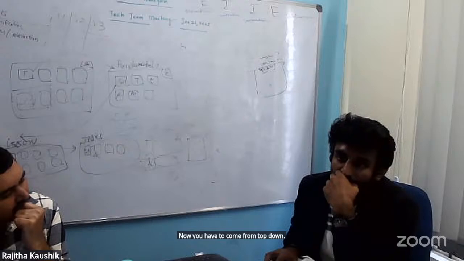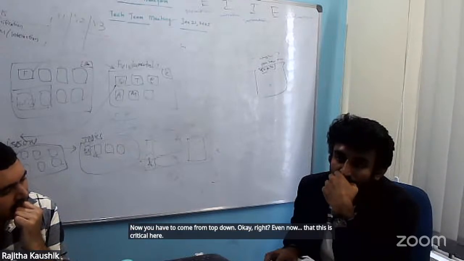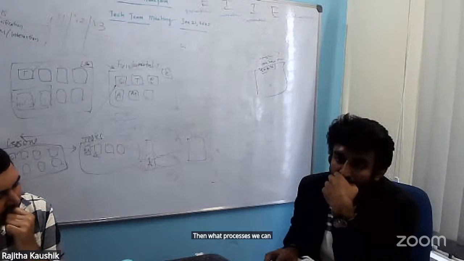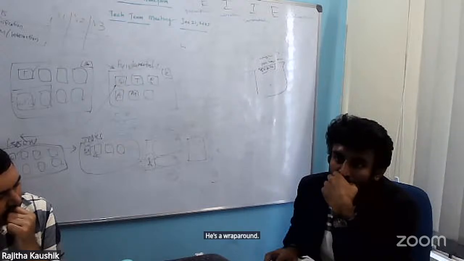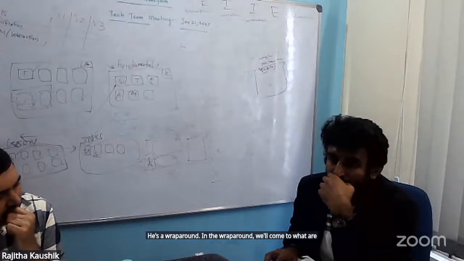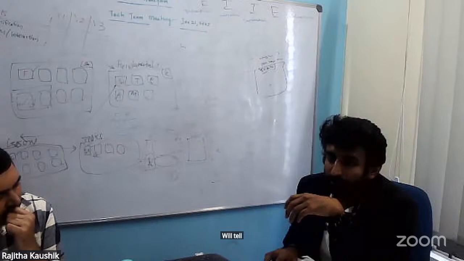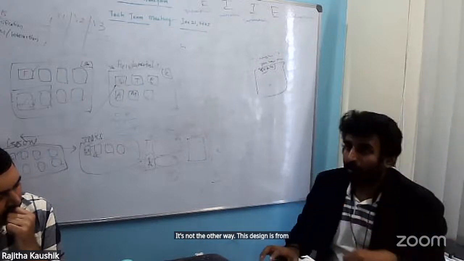Okay. Even now, this continues. That Octasys we can apply on gamification and understand what that is. It's a project, it is a wraparound. In the wraparound, we'll come to know what things are there. We'll tell that, then this design can take care of that. It's not the other way. This design is from bottom up. That's from top down. I understood.